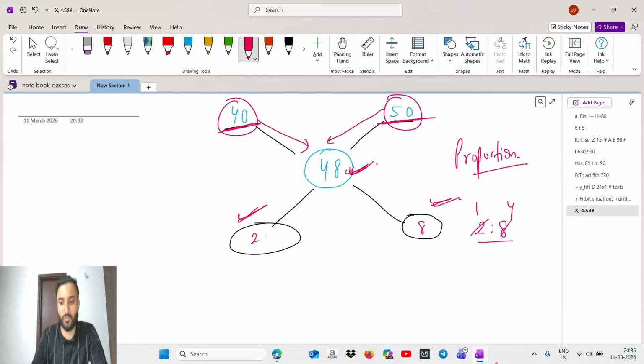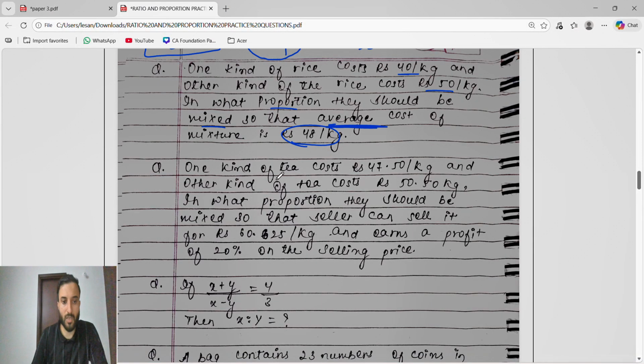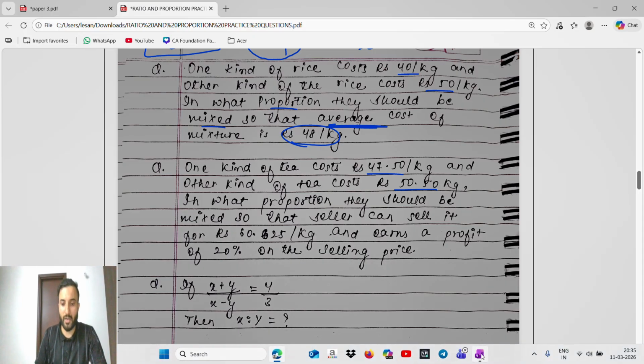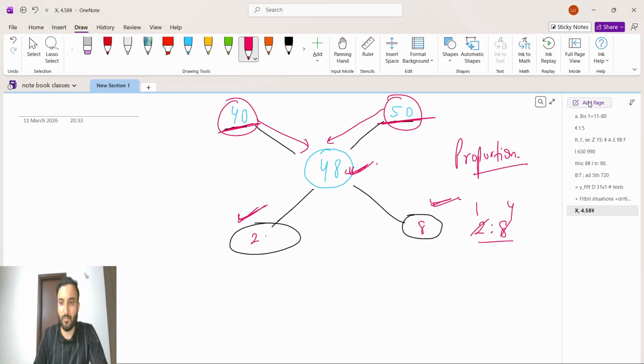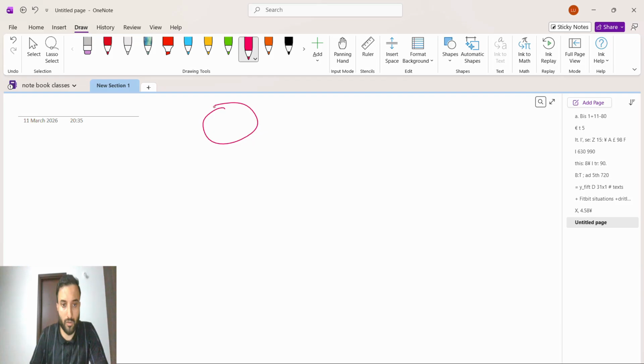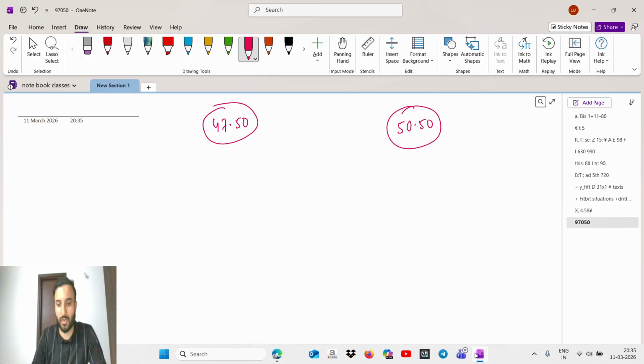Yes, answer is 1:4. Okay. Now next, one kind of tea costs 47.50 and another kind of tea costs rupees 50.50. So again we will write the cost. Chalo. Cost of one tea, guys, how much is it? It costs 47.50. The other tea, how much is the cost? It is costing 50.5. Okay, so we get to know both the kinds.